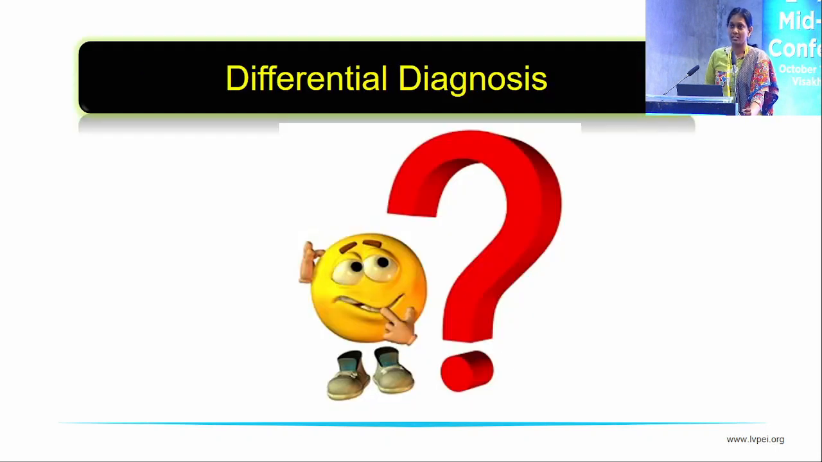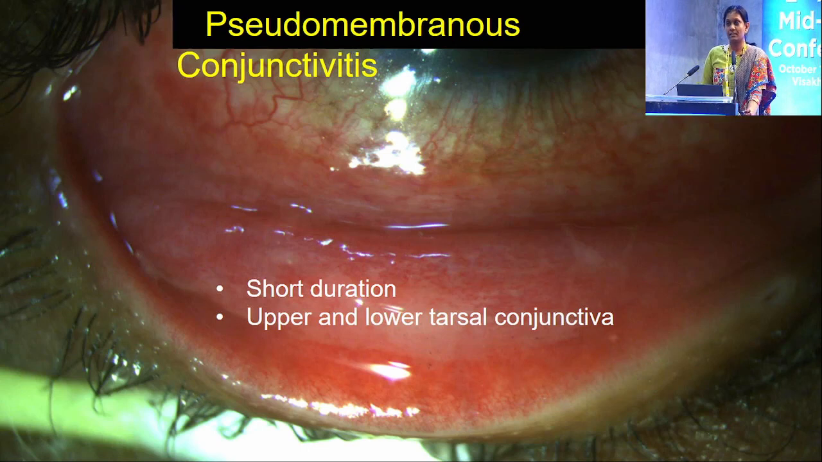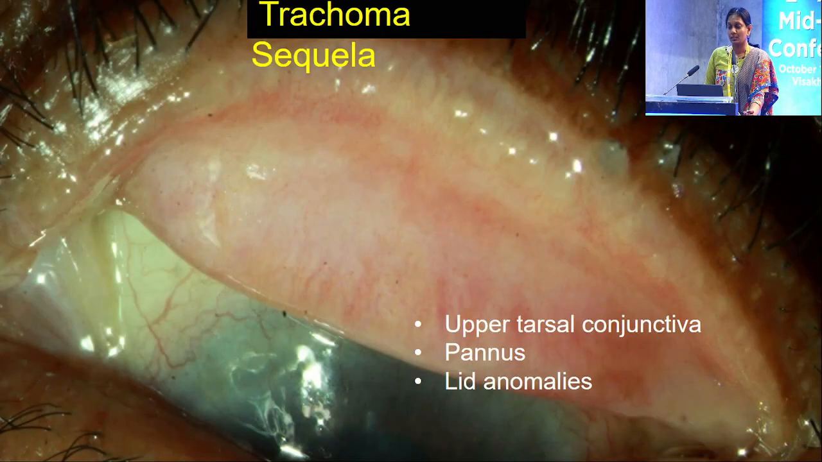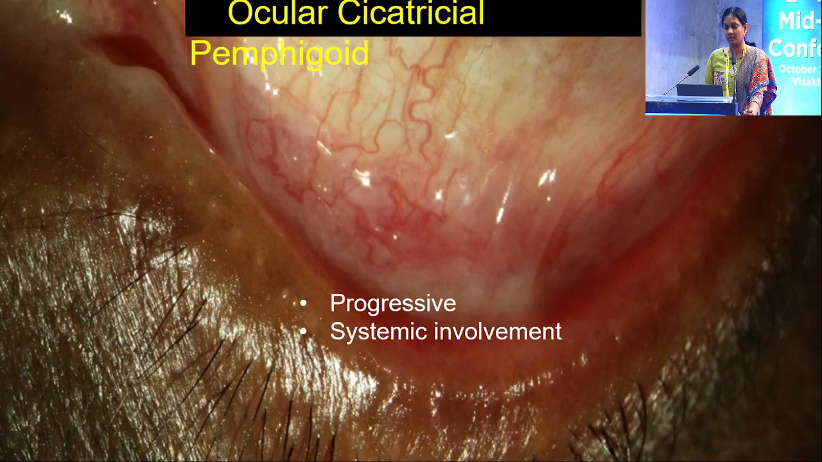So what could be the differential diagnosis? It is pseudomembranous conjunctivitis. As I already said, these patients will be treated elsewhere as conjunctivitis for a longer period of time. The main differentiating feature is that in conjunctivitis, both upper and lower tarsal conjunctiva will be more or less equally affected, whereas here more often the lower tarsal conjunctiva is affected. One of the other differentials is trachoma sequelae, where the upper tarsal conjunctiva will be affected with pannus formation and lid anomalies. The other one is ocular cicatricial pemphigoid, where it is progressive and systemic involvement can be there.